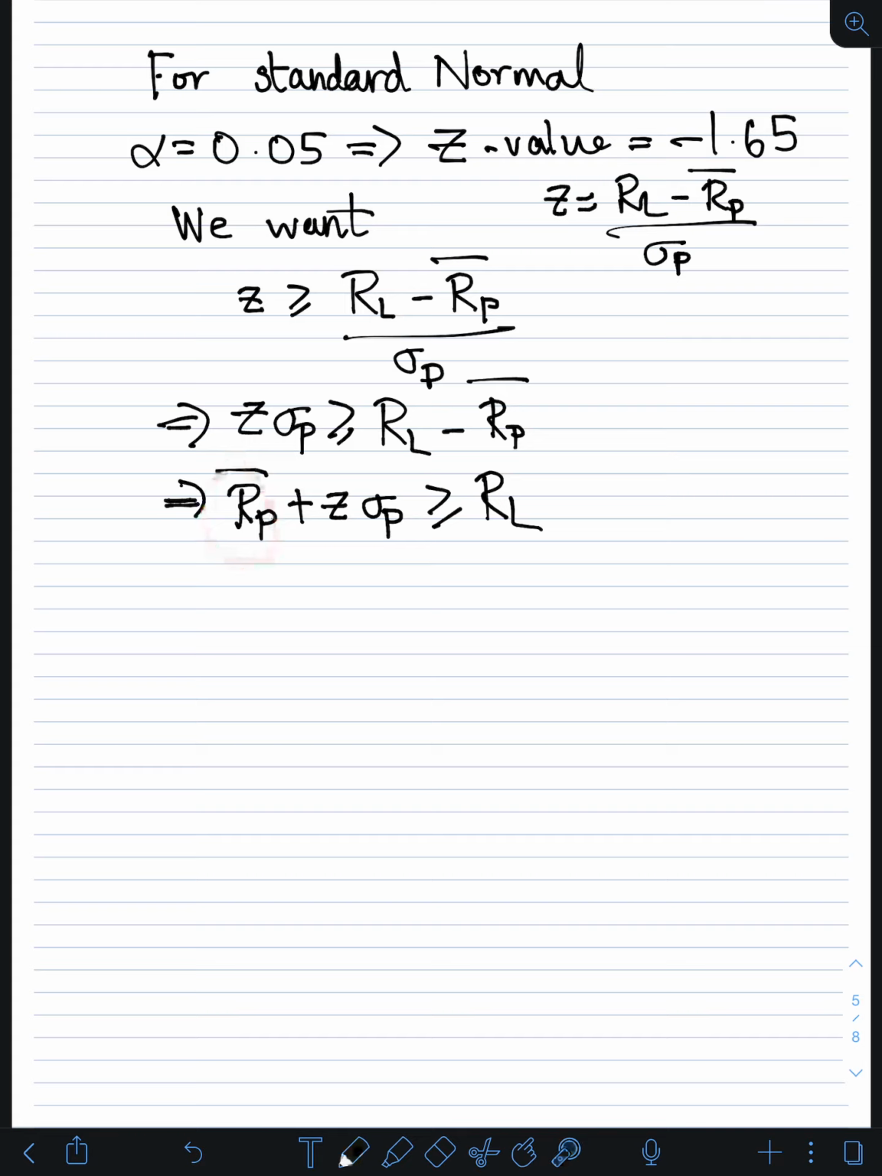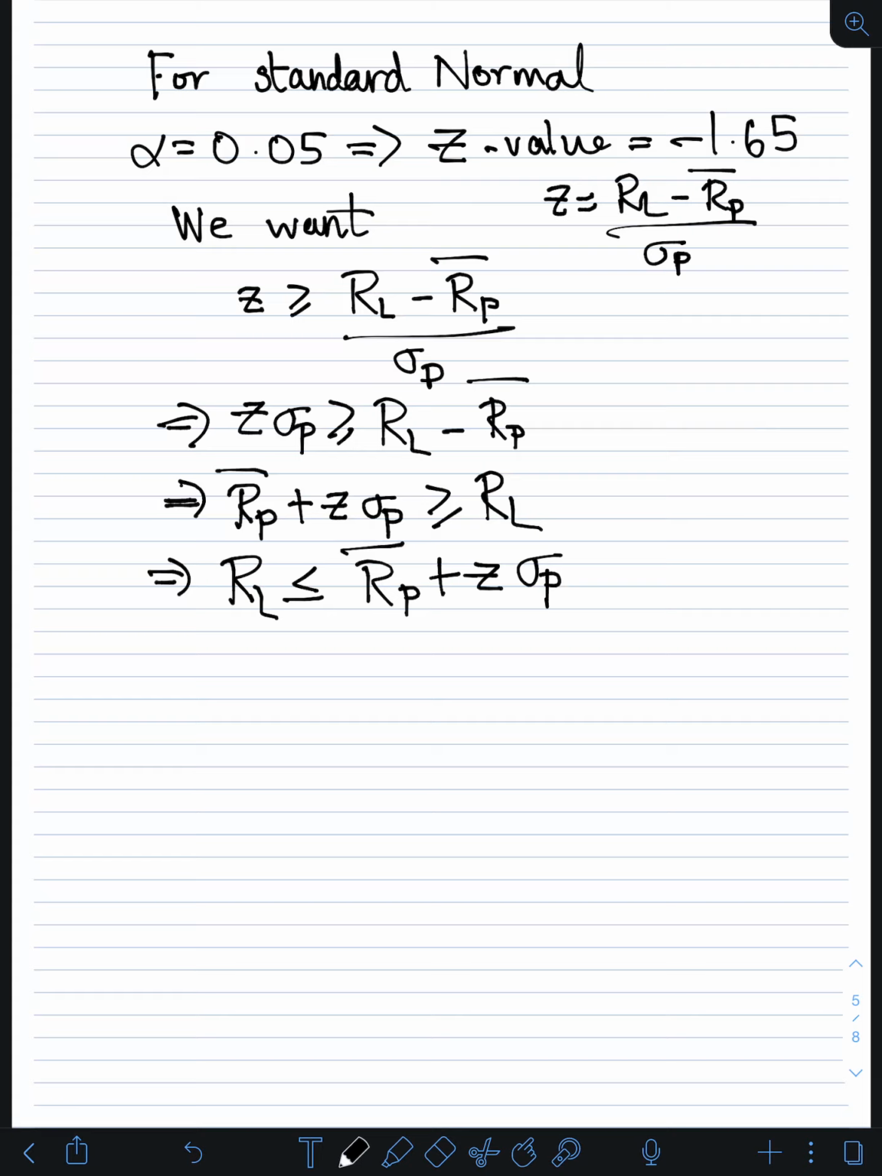Now if we're saying RP bar plus z times sigma P is greater than or equal to RL, that's the same thing if you just look at it from right to left. If the left side is greater than the right side, that means the right side is less than the left side. That's just what I'm going to write now. So it's RL is less than or equal to RP bar plus z times sigma P. I didn't change anything. I just rewrote this equation with a less than sign.